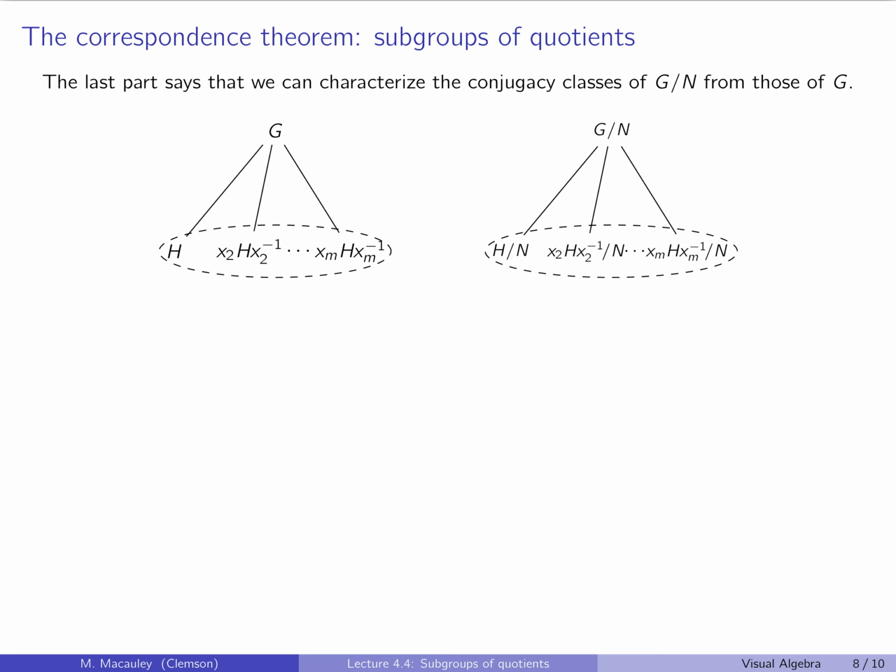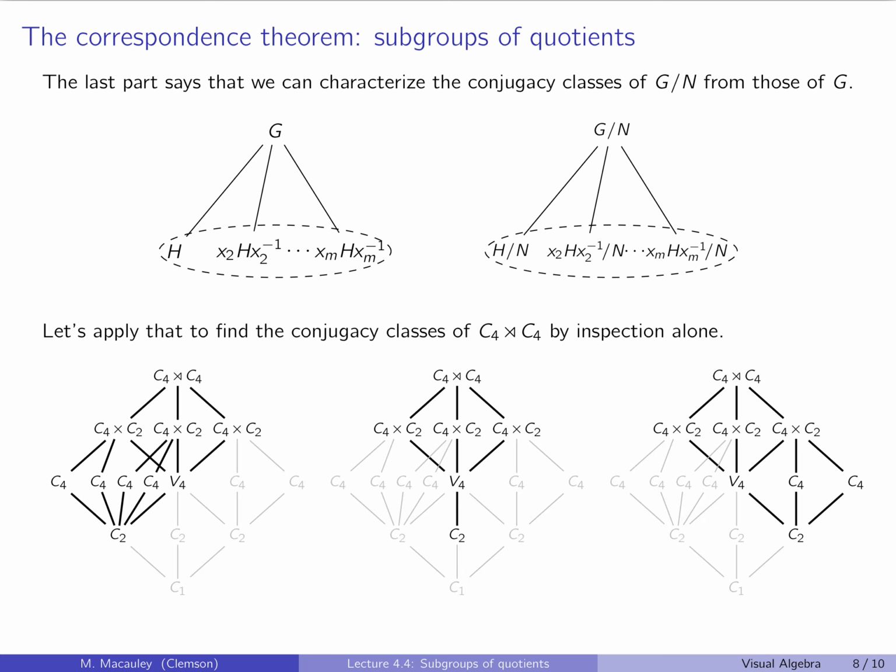The last part of the correspondence theorem says that we can characterize the conjugacy classes of subgroups in the quotient from those of G. So two subgroups in the quotient are conjugate if and only if the corresponding subgroups in G are conjugate. And the earlier parts of the correspondence theorem generally told us things about the quotient from the subgroup structure of the big group G. But in this case, and it's true in the others, but it's especially true here, we can often deduce properties of the subgroup lattice of the big group from properties of the smaller one.